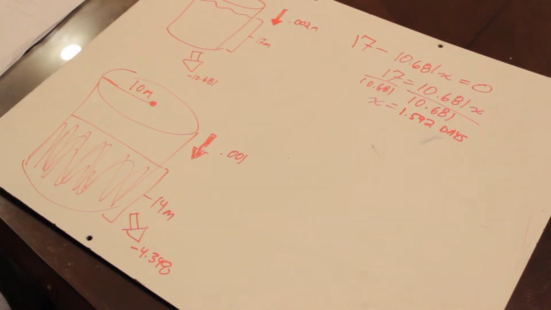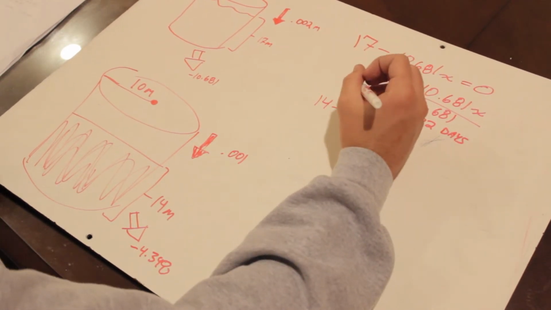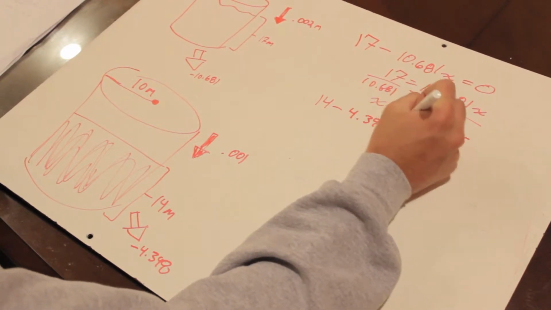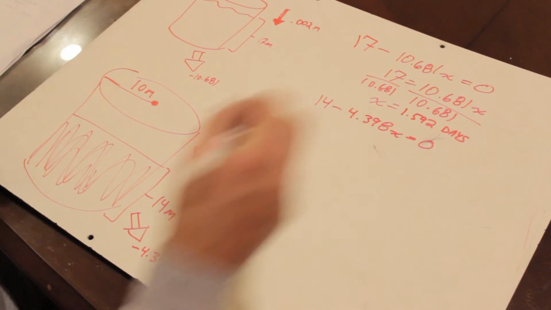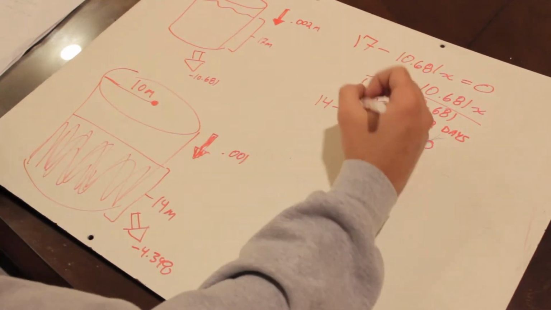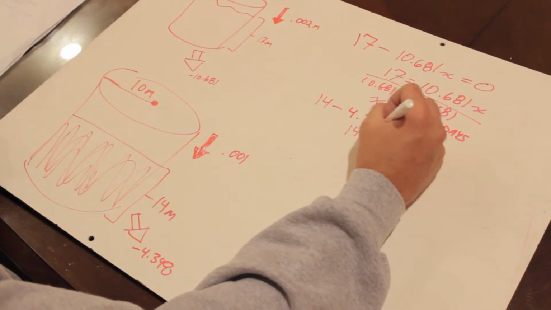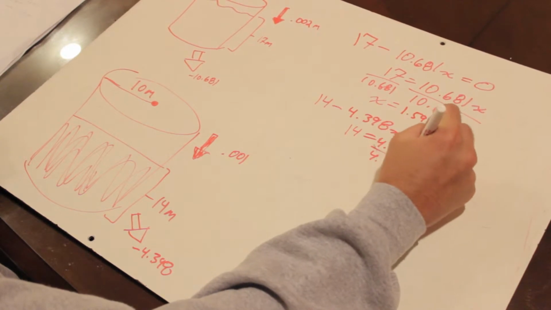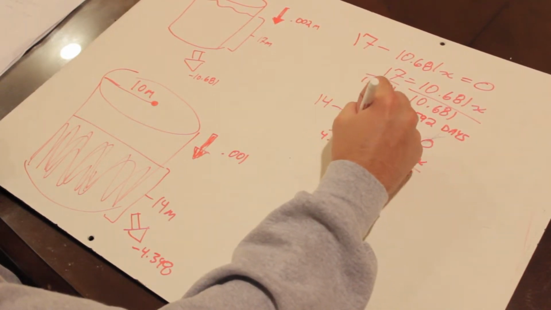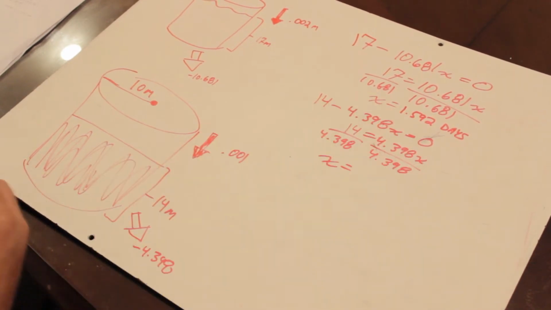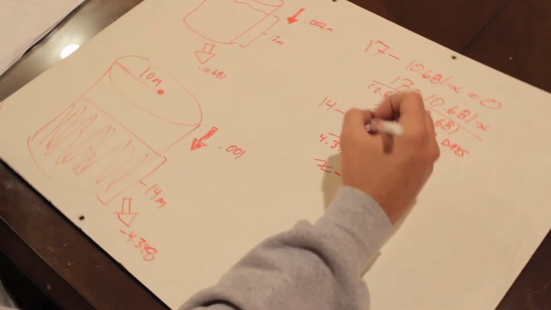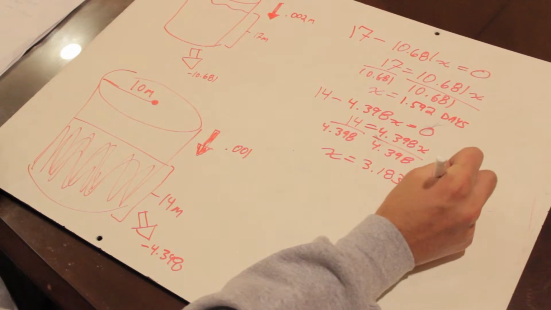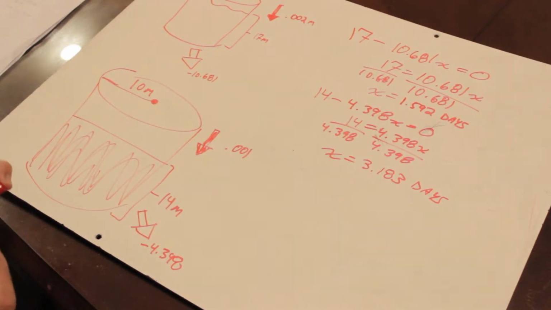We move on to the grain, and it has a height of 14 and an exiting rate of 4.398. And once again, we're finding 0. And add to both sides and divide. And then it will take 3.183 days for the grain silo to empty.